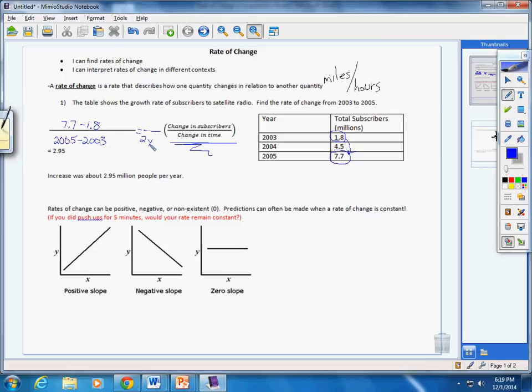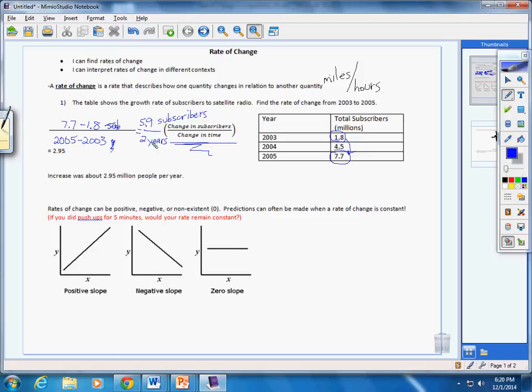So maybe I should actually label these things. So 2 years, because this is, well, I'll erase that. That's years on the bottom. On the top we have subscribers. So that's total subscribers. I won't even write that in. 7.7 minus 1.8 is going to be 5.9, and this is where I'll write it. Subscribers. Actually, it's 5.9 million, because this says it's being measured in millions. 5.9 million subscribers every 2 years.